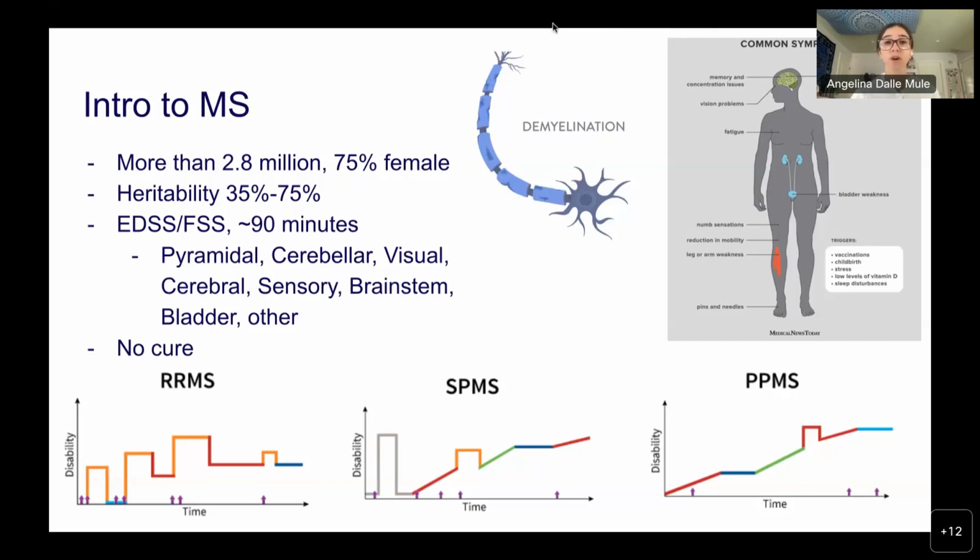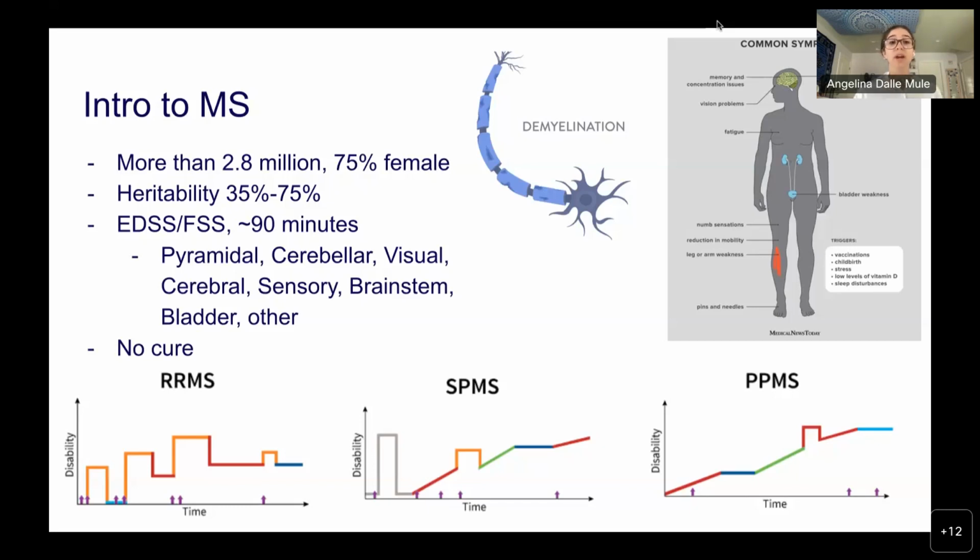So common symptoms of multiple sclerosis are memory and concentration issues, balance and coordination, dizziness issues, bladder weakness, numb sensations, mobility issues, and weaknesses in your limbs. What the body does is that it sees this myelin, this plasma membrane, as a foreign substance, and it begins to attack your own myelin sheath, and that is what causes multiple sclerosis to the best of our knowledge right now.